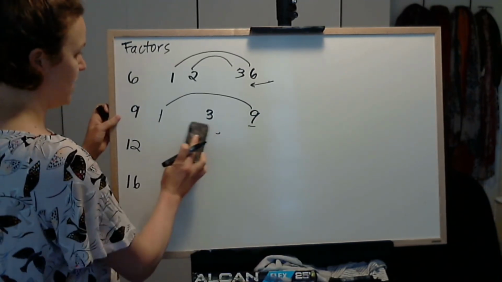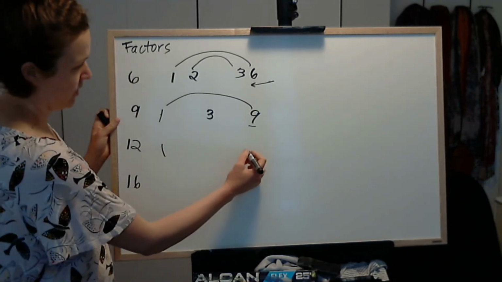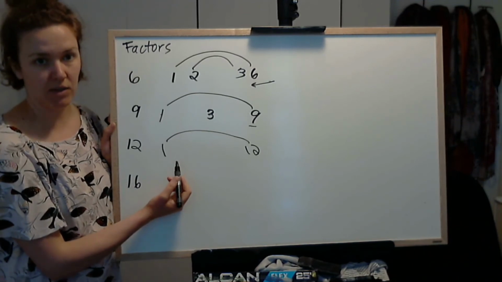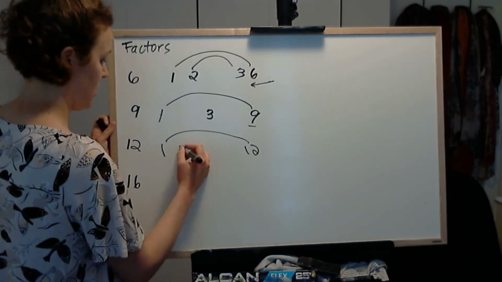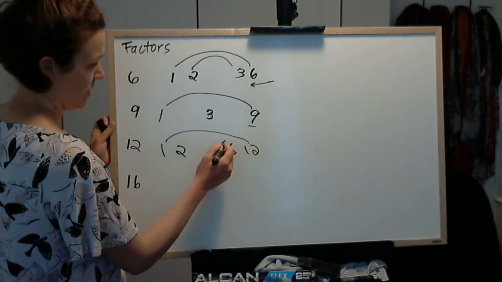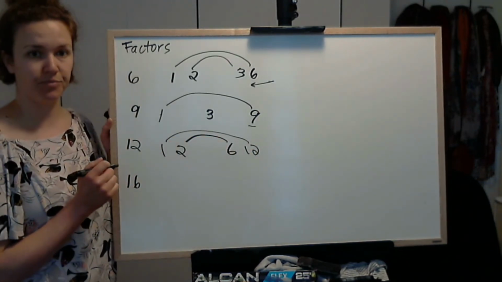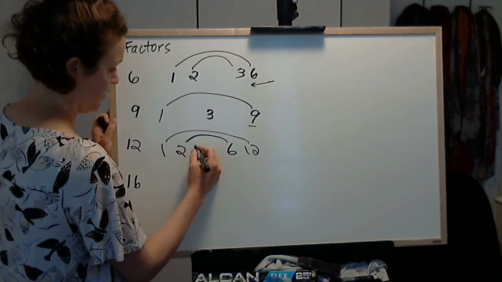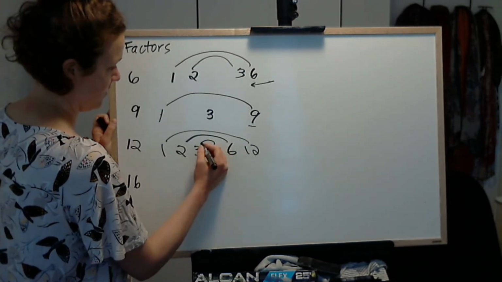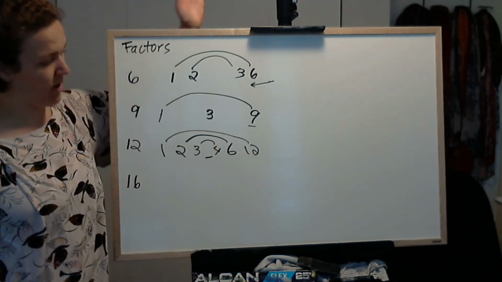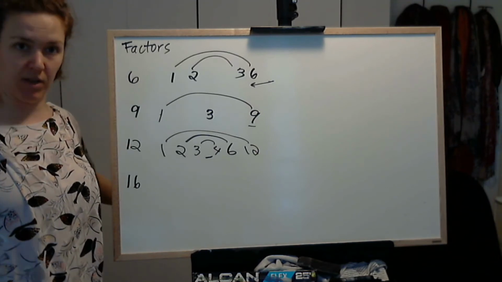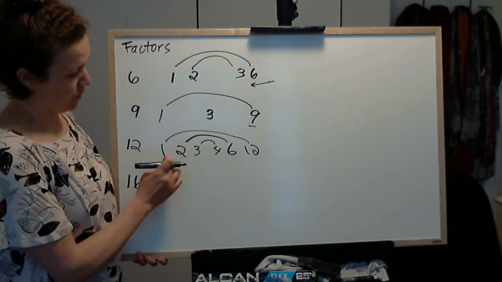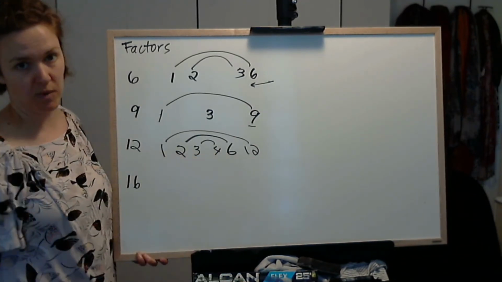What about 12? Start with 1 times 12. Then we go up. Does 2 divide evenly into 12? Yes, 12 is even, and it's 2 times 6, so that's your next set of factors. After 2 is 3. 3 divides evenly into 12. It's 3 times 4. And then again, 3 and 4 are right next to each other on the number line, so we're done. The factors of 12 are 1, 2, 3, 4, 6, and 12.